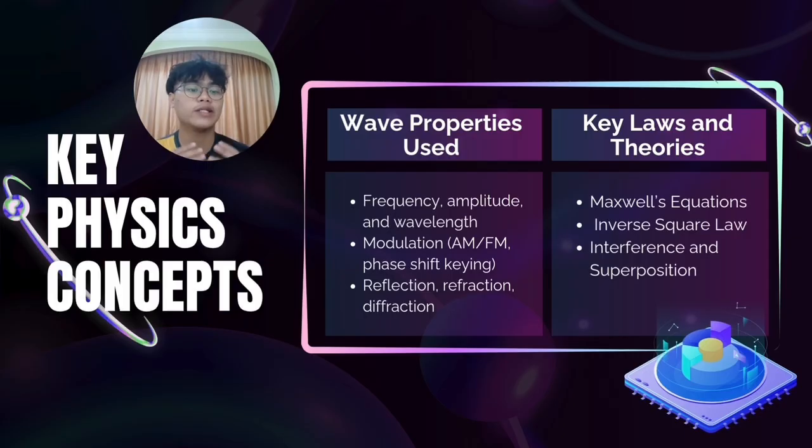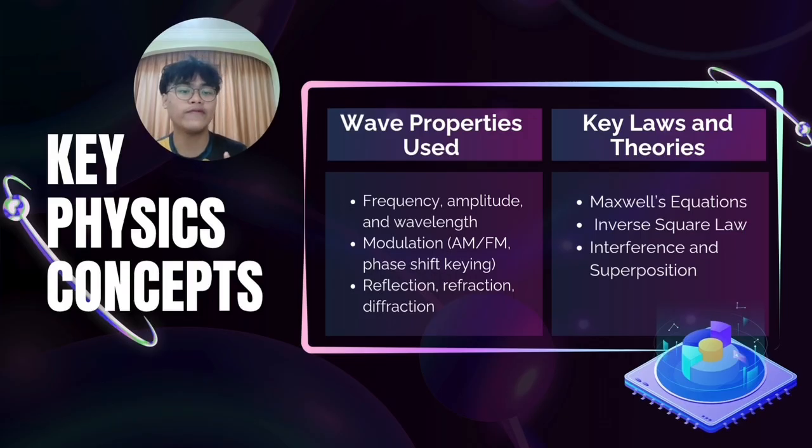This says that as you move away from your signal source, like a tower, the strength of the signal drops dramatically. This explains why you lose bars when you go far from the transmitter. Lastly, there is interference and superposition.